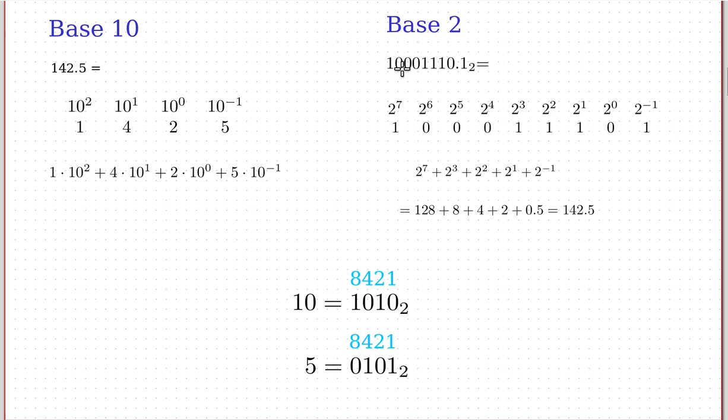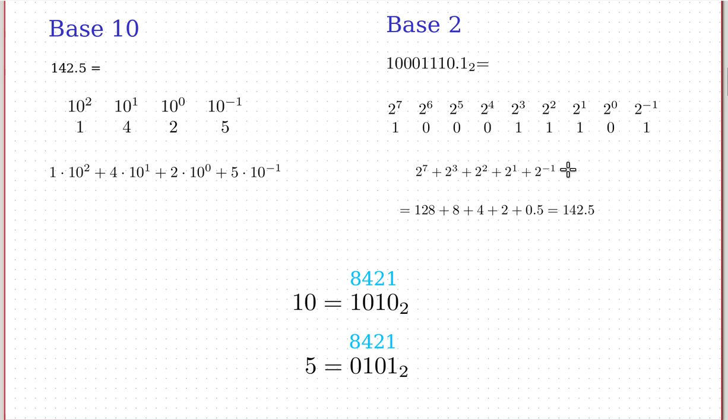We have no copies of 2 to the 6th, 2 to the 5th, or 2 to the 4th. Then we have 1 copy each of 2 to the 3rd, 2 to the 2nd, and 2 to the 1st, right? And then we have no copies of 2 to the 0, and then after the decimal point there's a 1, that tells us we have 1 copy of 2 to the negative 1. That's 1 over 2, that's 1/2, right?